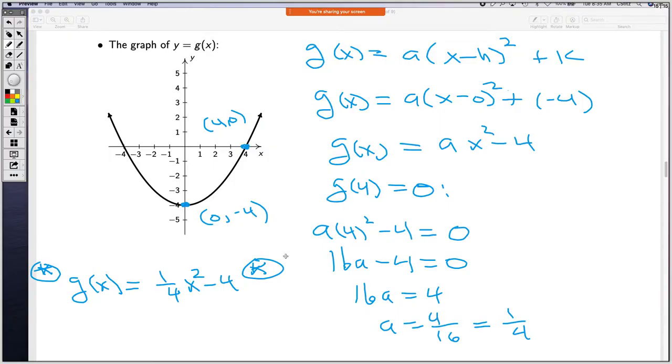We're going to see this again in the next few chapters when we're trying to get a formula for a curve. We'll often exploit some structure. In this case, we're exploiting the vertex structure. But then we'll have to plug in a point to get some other missing variable.